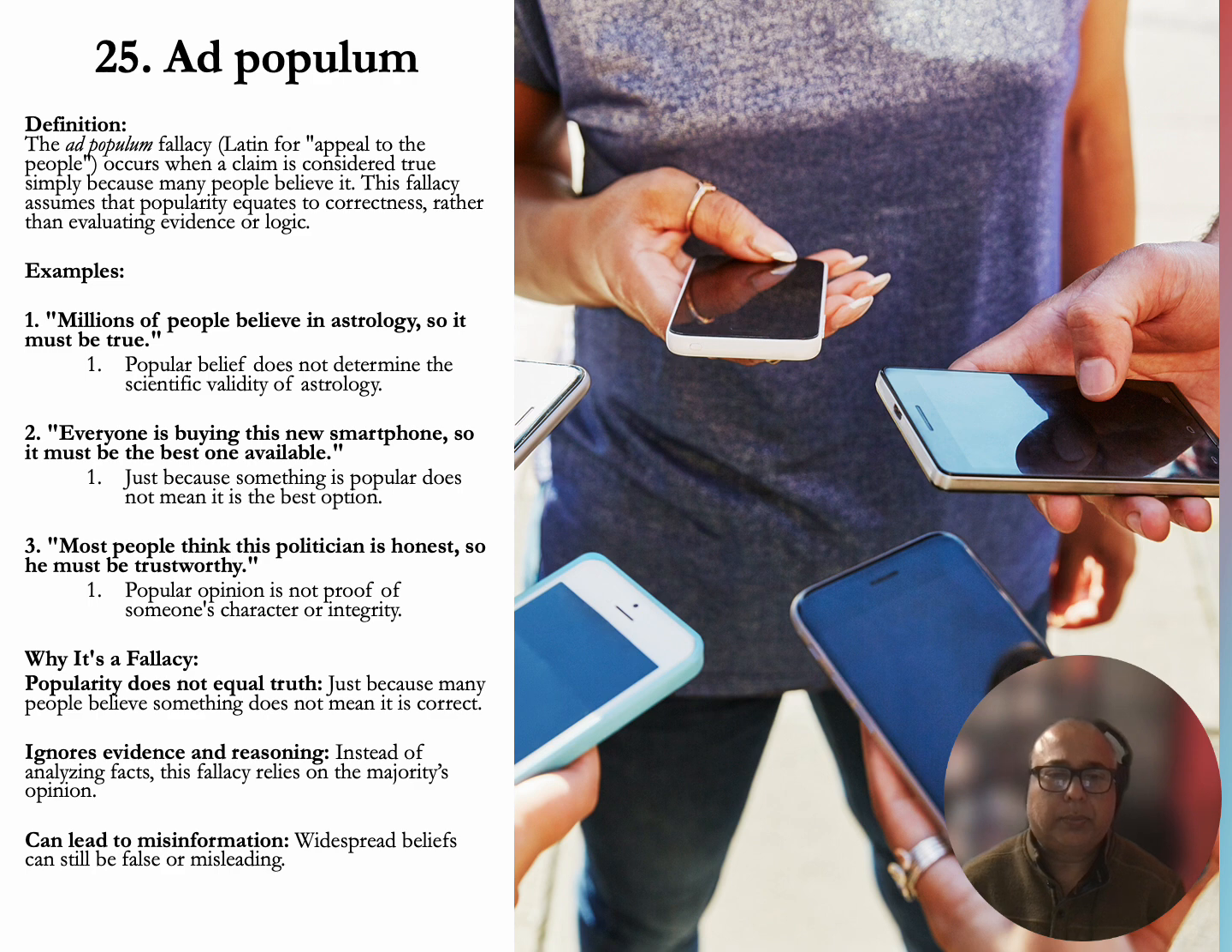Number 25. Ad populum. What type of fallacy is this? It occurs when a claim is considered true simply because many people believe it, right? Like many people believe in a unicorn. There's no unicorn. I have never seen one, and you will never see one. Millions of people believe in astrology, so it must be true. Just because 10 million people believe in something, right? It's their belief. It doesn't mean it is true.